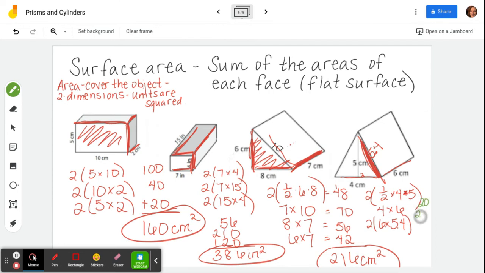4 times 6 is 24. Let's see what happens here. 2 times 6 is 12. If I do 12 times 5.4, I get 64.8.